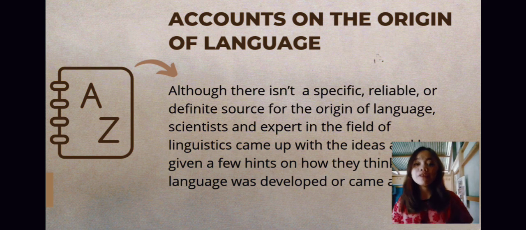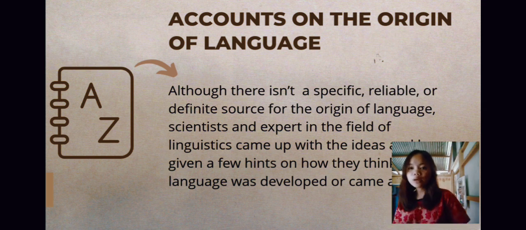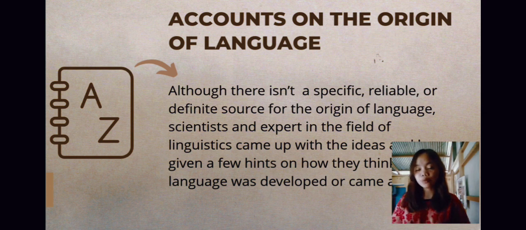Although there is no specific, reliable, or definite source for the origin of language, scientists and experts in the field of linguistics came up with ideas and have given a few hints on how they think language developed or came about. So we simply do not know how language originated. We do not know if spoken language developed before written language. Because of the lack of evidence of the speech of our ancestors, many speculations developed on the origin of language.